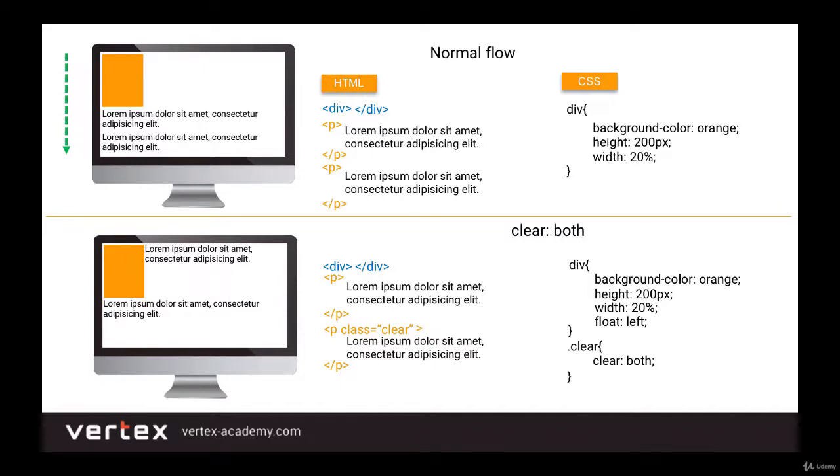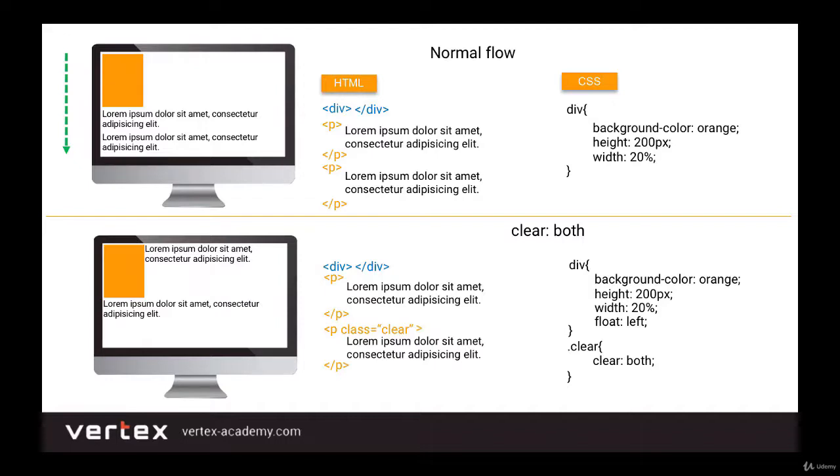You can imagine that we cleared the last element from getting involved in the float thing on both sides. So it's not going to wrap around either to the left or the right of the block. The block with the float is not going to have any effect on this element. That's basically what we're saying.